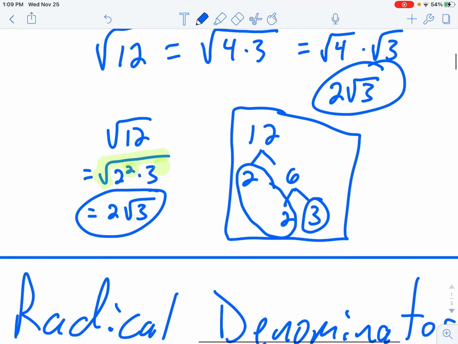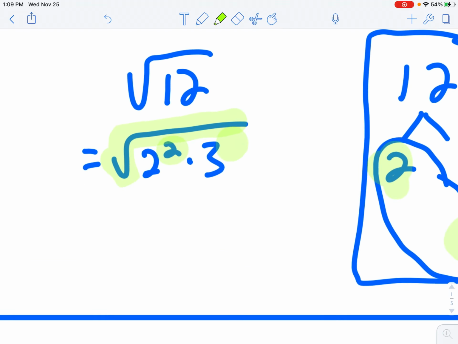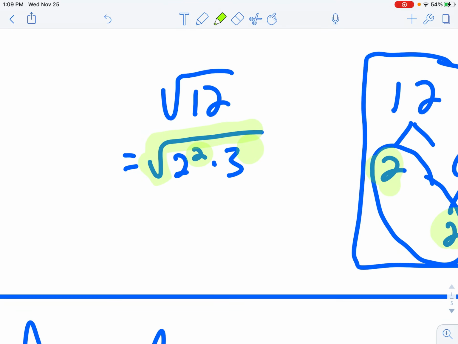So you still do this whole factor tree thing. And then you say, okay, the square root is a prison, and the 12 is the prisoners. Well, actually, it's the 2, 2, and the 3 that are prisoners. And they want to get out of prison. They want to escape. The only way to escape is if any prisoner has a friend.